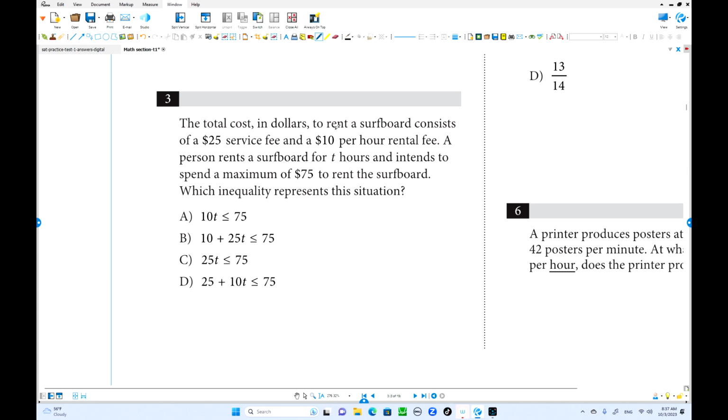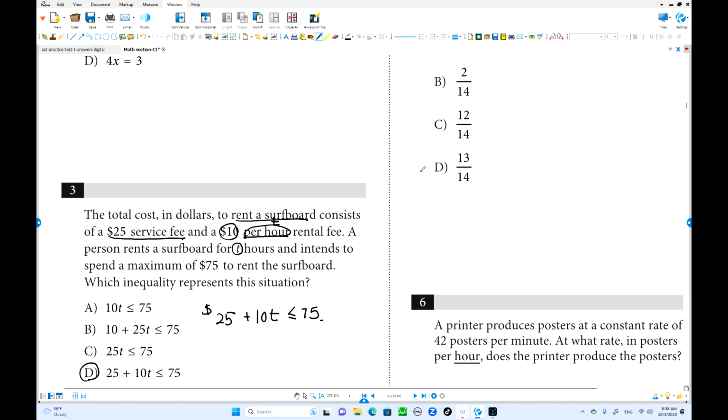The rent surfboard consists of a $25 service fee over here. After that, $10 per hour. $10 is the rate. It comes with what? The number of hours. Here the number of hours is t, so 10 times t. That is the total amount. You can't go over this maximum amount, less than or equal to 75. So where is it? Choice D is the answer. Okay, this is an algebraic inequality.